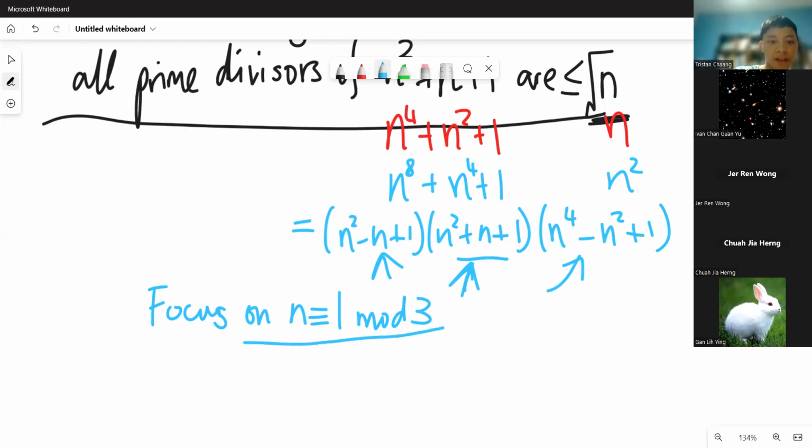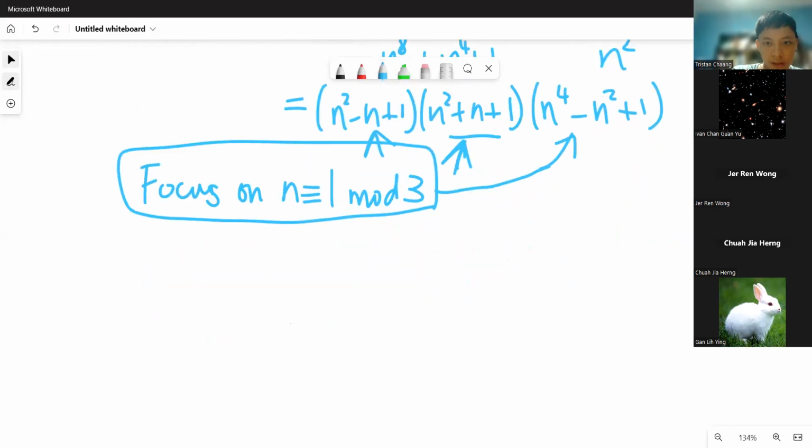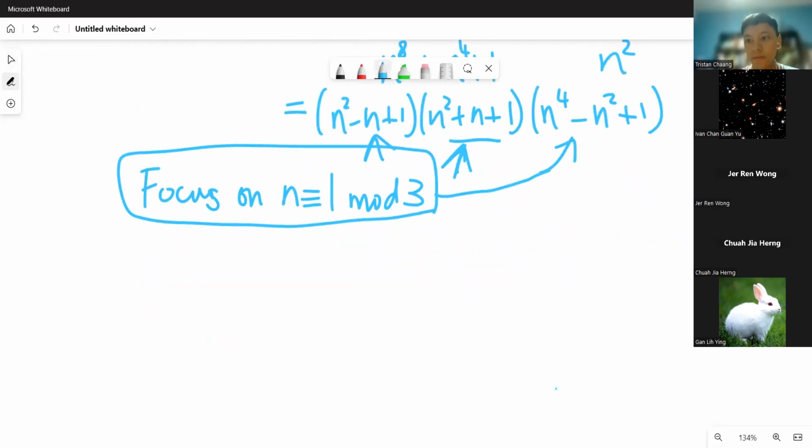Now, if we focus on this, we have to prove that there are infinitely many n where n is 1 mod 3 and n to the 4 minus n squared plus 1 has a prime factor less than or equal to n squared. Okay. So that's the main part of this problem that I'm going to use density to solve. So this is what I'm going to do. Let me scroll down. So I'll rewrite the problem first.